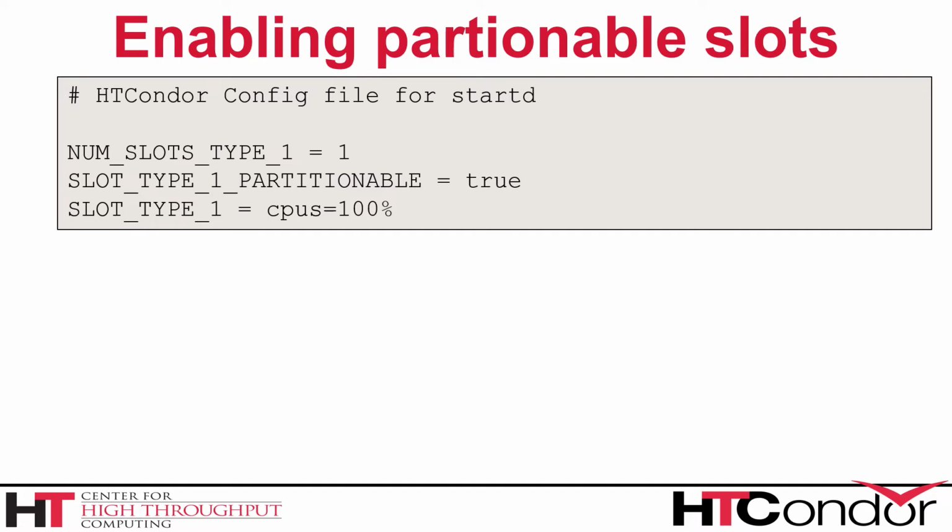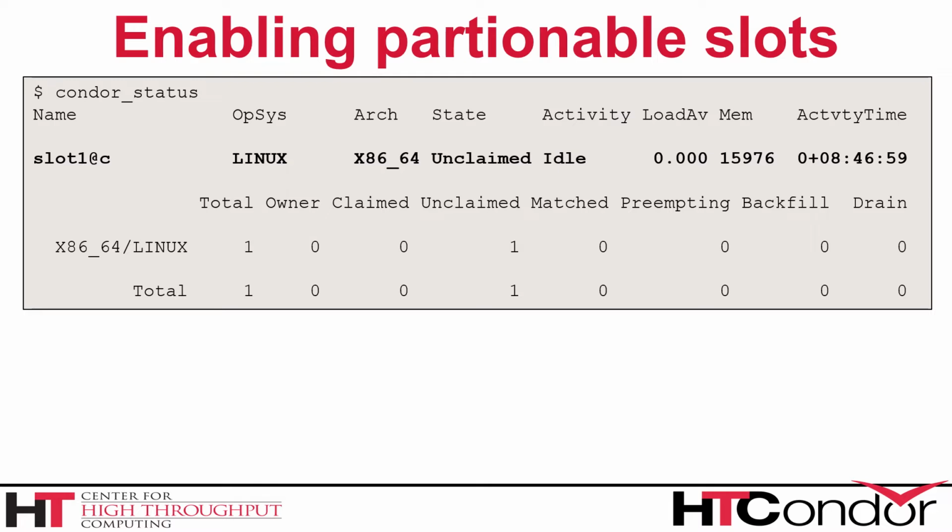Partitionable slots are not on in Condor by default, but the configuration snippet below for the worker node will enable P-slots on this machine. Note that this requires a restart of the startd daemon in order for it to take effect. And once we change this configuration and restart, condor_status will now show this output. Note that instead of 8 individual slots, we now have just one slot with about 16 gigabytes of memory. We call this the partitionable or P slot.